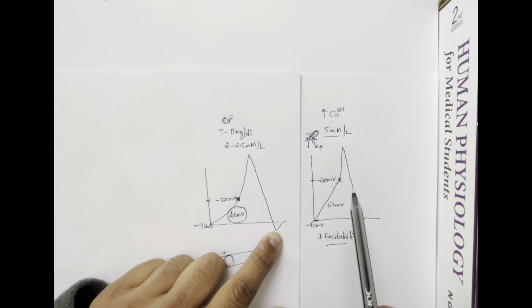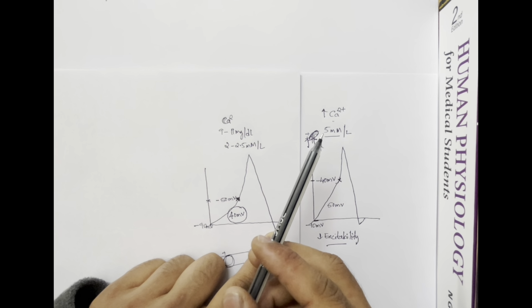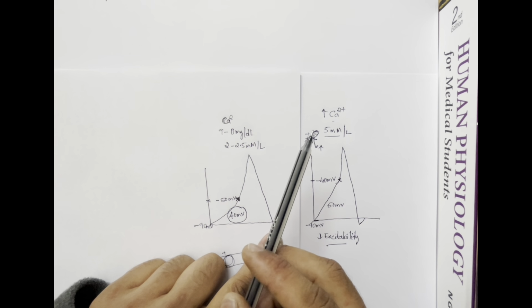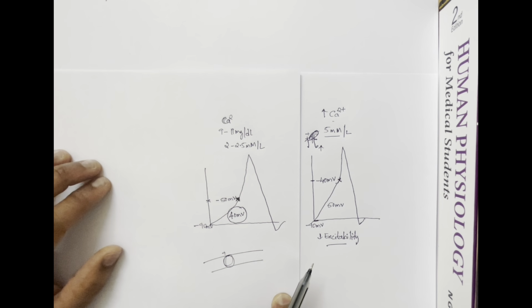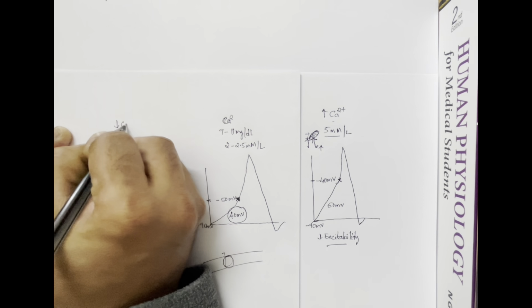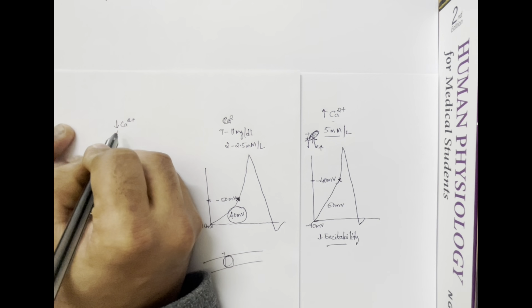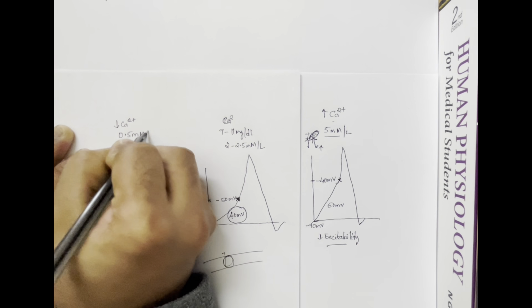So whenever there is an increase in calcium ions in the extracellular fluid, this hypercalcemia will decrease the excitability by increasing the threshold voltage that is required to open the gate of the sodium ion channel and generate the action potential. Now we'll see when there is a decrease in calcium ions, how it affects. So consider a situation where the calcium ions are around 0.5 millimoles per liter.